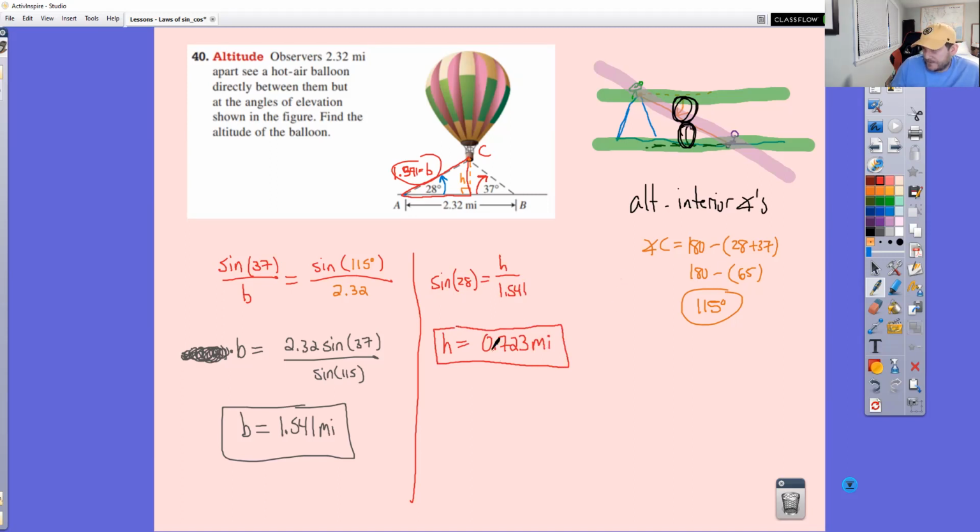And if you don't like giving your answer as less than a mile, then you could convert miles to feet. The conversion factor is 5,280 feet in a mile, but there's no reason to do that. It doesn't say to. That feels unnecessary. We'll just leave it as a decimal. But that's it. We're done with 40 now. We can move on.